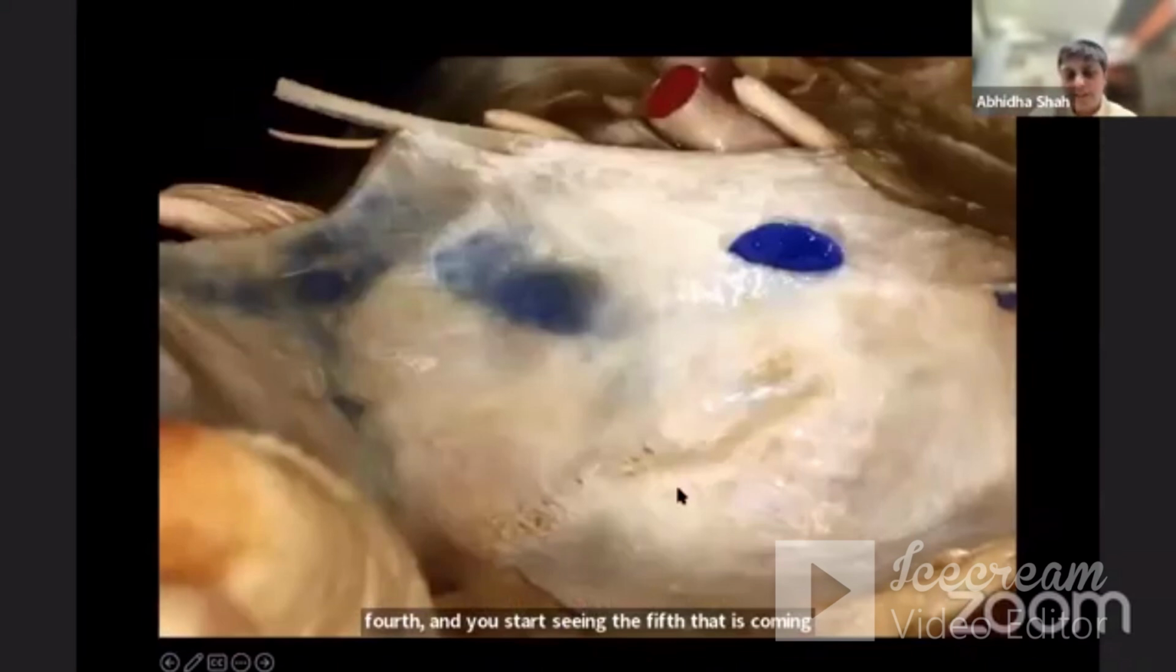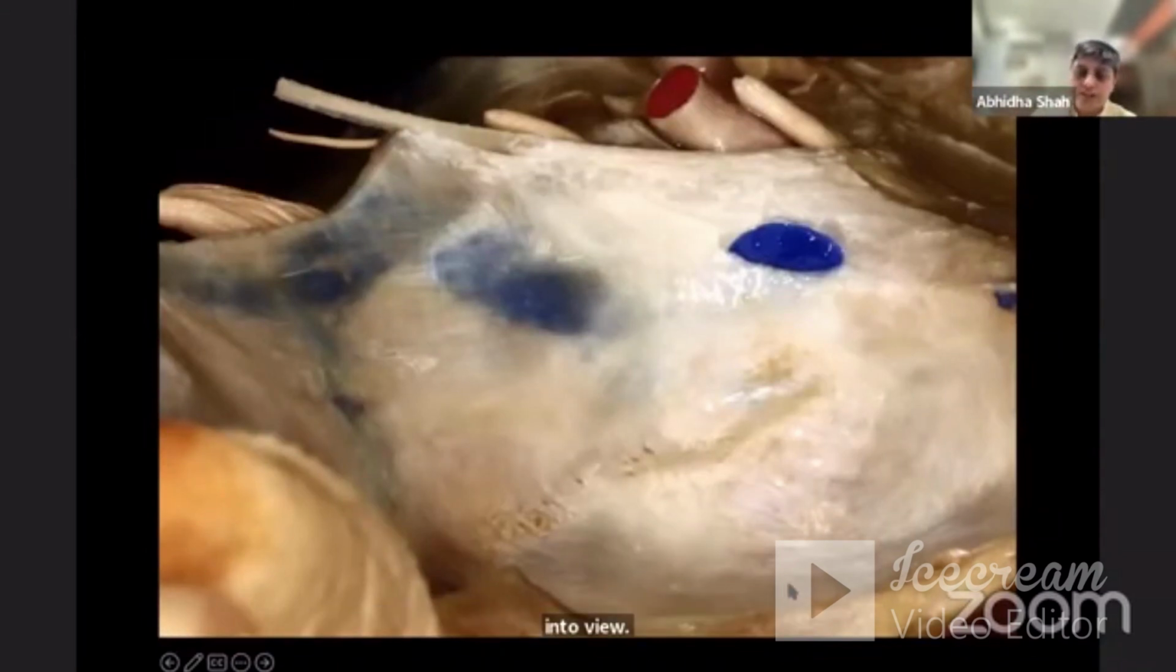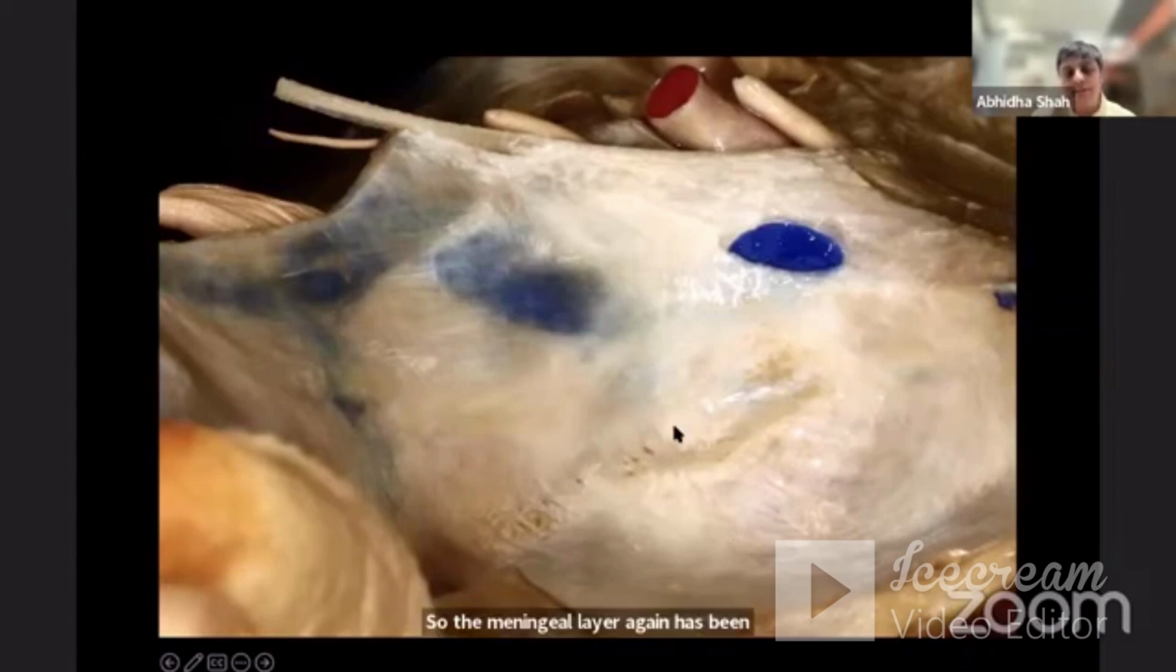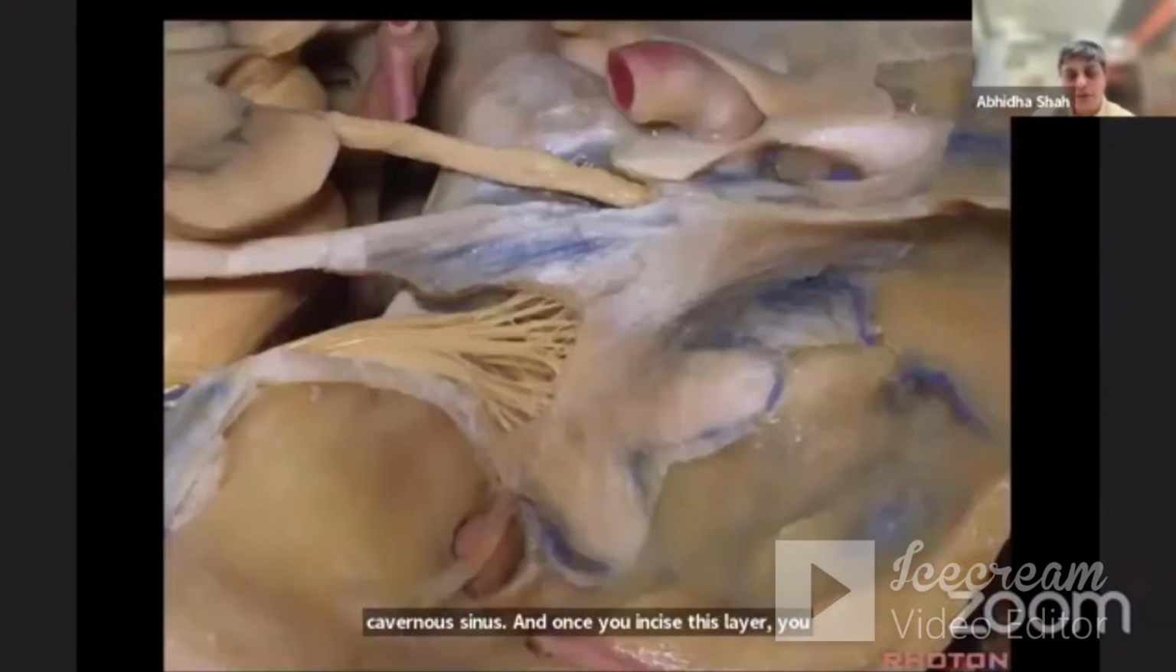Now we'll come from laterally. So we've seen the roof of the cavernous sinus. Now let's see the lateral part of the cavernous sinus. The meningeal layer again has been peeled, and now this is the inner layer of the lateral part of the cavernous sinus. Once you incise this layer, you will see the cranial nerves. The cranial nerves are in the interdural compartment of the cavernous sinus. This is an image from Rhoton's collection.